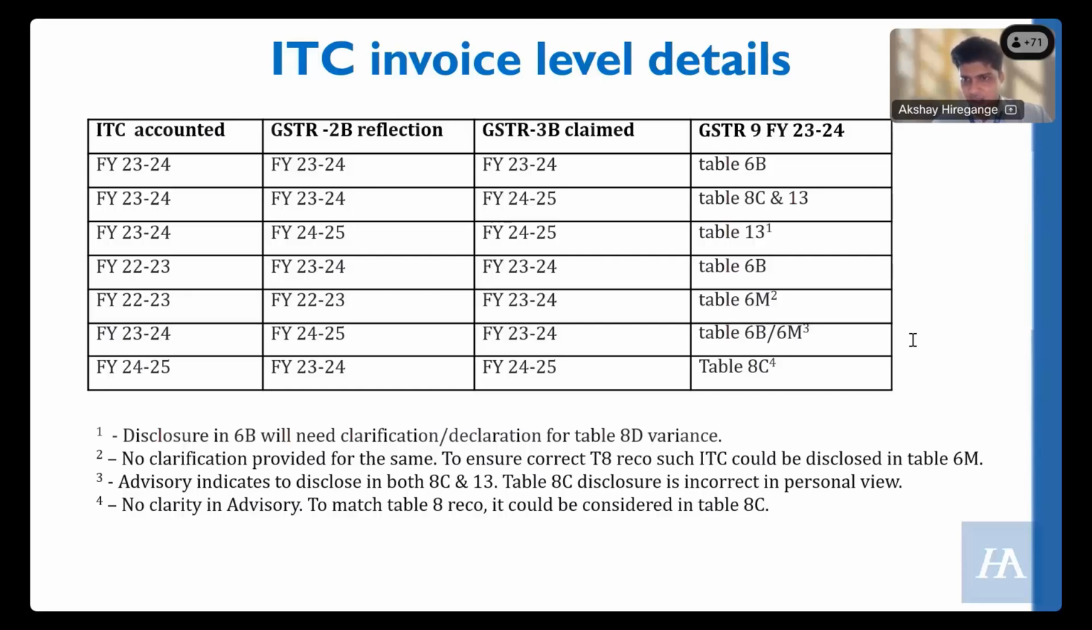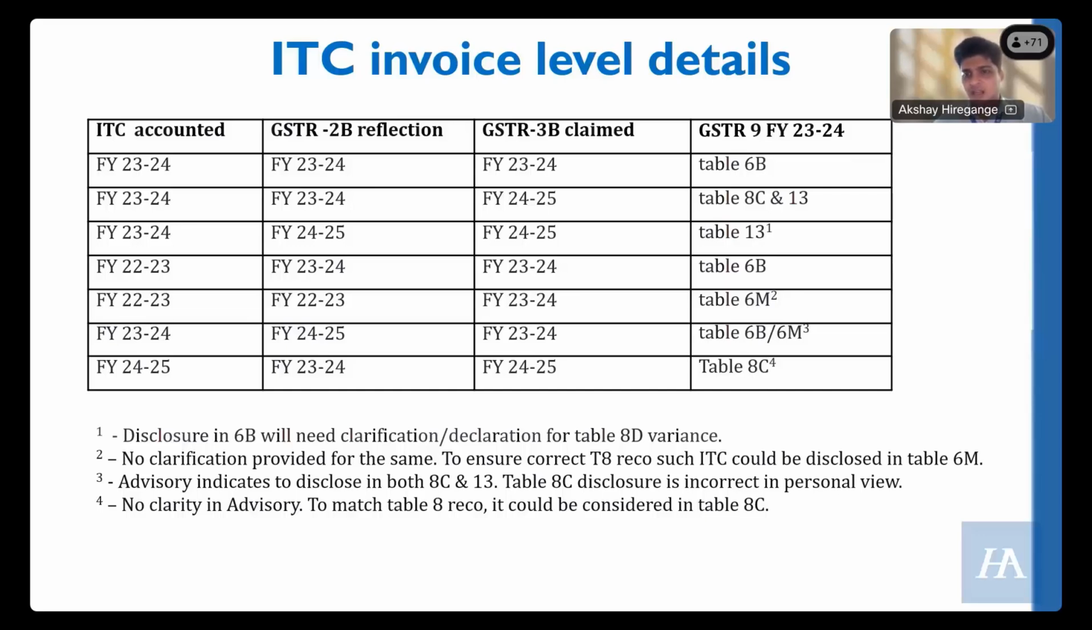In GSTR 3B, the total ITC was declared in 4A5 while the temporary reversal was declared in 4B2. Subsequently, reclaimed ITC was shown in table 4D1. Could you confirm where the temporary reversal for B2 and the ITC reclaim from 4D1 should be reported? Like I mentioned, sir, it should not be reported anywhere.